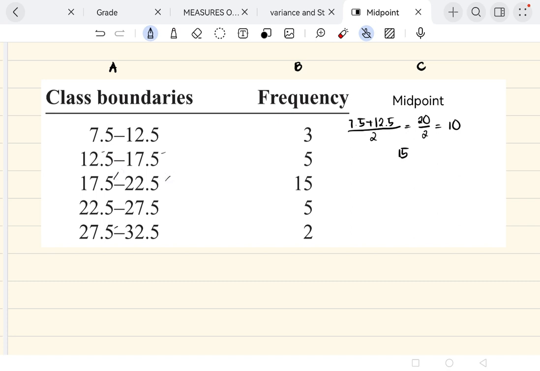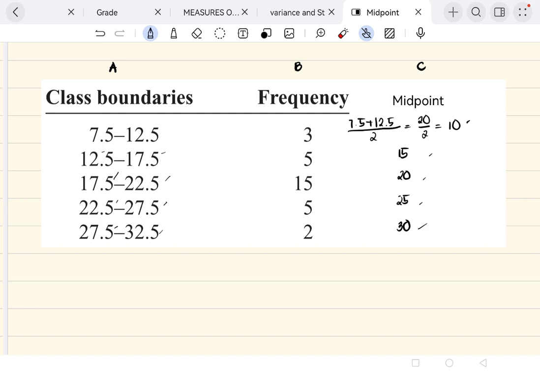17.5 plus 22.5. That is 40 divided by 2. That is 20. 22.5 plus 27.5. That is 50 divided by 2. So that is 25. And the last one is 27.5 plus 32.5. That is 60 divided by 2. That is 30. So that is our midpoint. That is 10, 15, 20, 25, and 30.